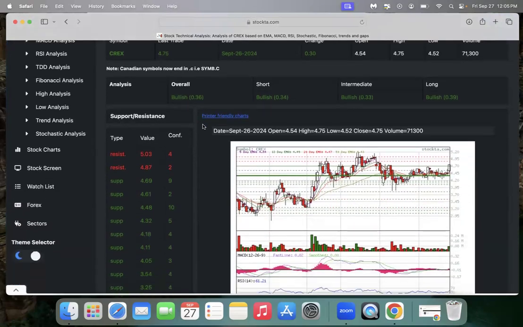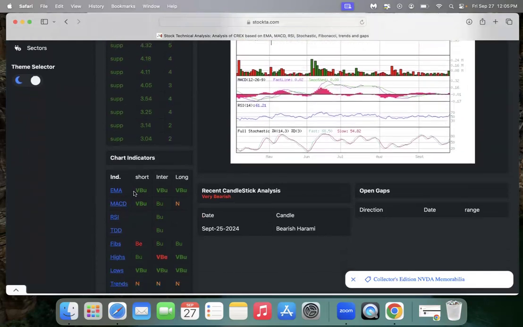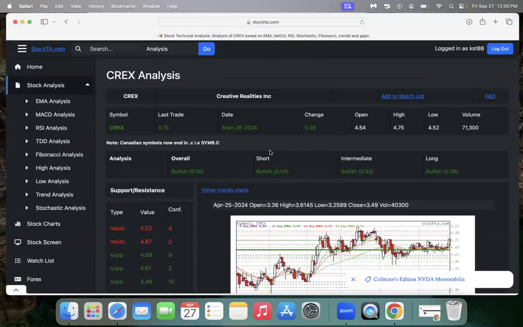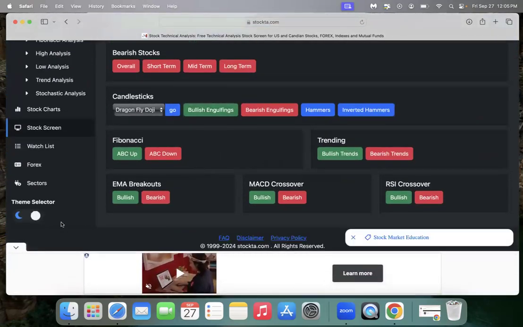We talked about support and resistance levels. And you can see that the MACD, it's not super clear here, but has recently crossed over. EMA is all very bullish. So that is one example of how to use a stock screen. Let's go back. Let's do an EMA breakout to the bullish side.